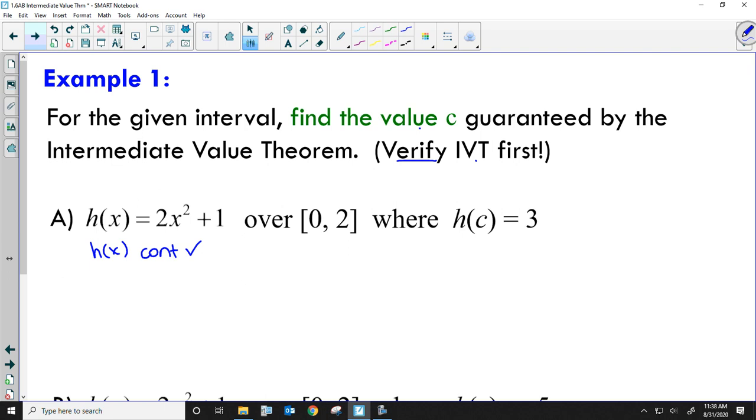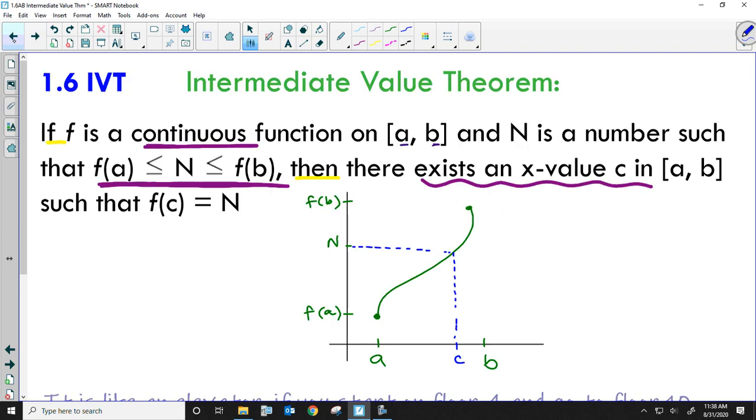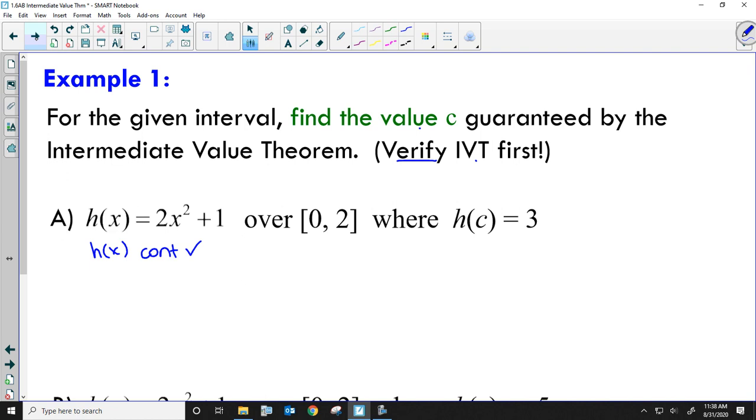Okay, so h of x is continuous. I know that. The other condition, I need to look at this inequality. So I need to calculate f of a and calculate f of b. I gave you this interval right here, over the interval 0 to 2. Those are your a and b values. So I need to find out the output of this function at each of those endpoints. So h of 0 and h of 2. Plug those in there. H of 0 is equal to 1. H of 2 is equal to 9.